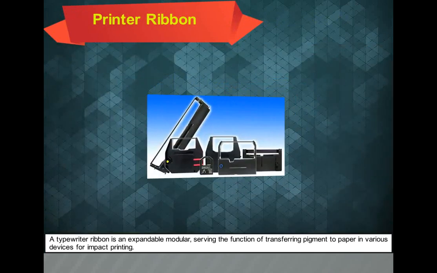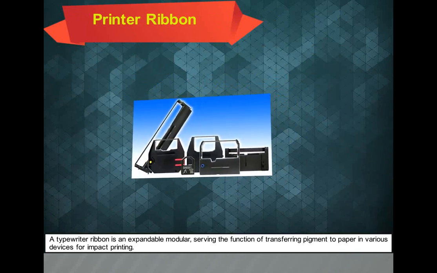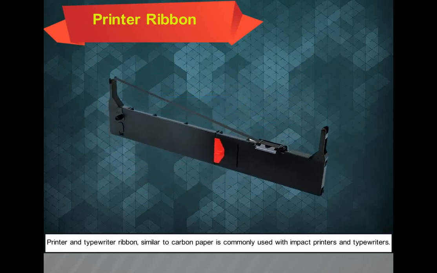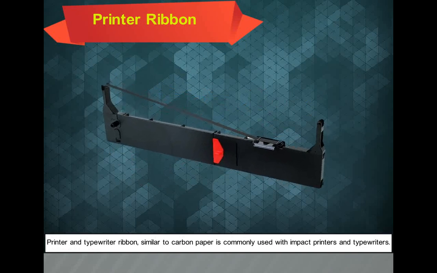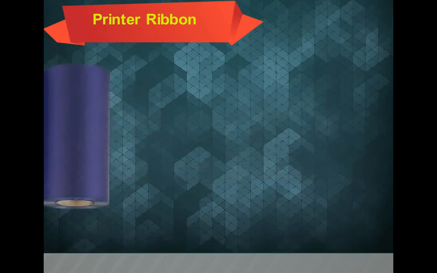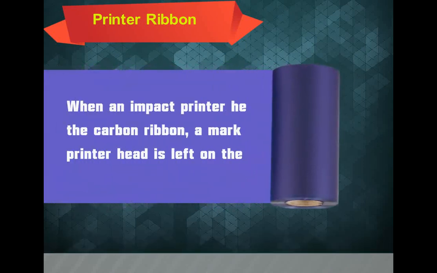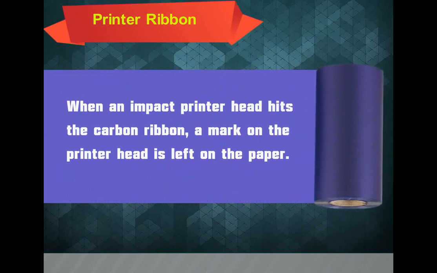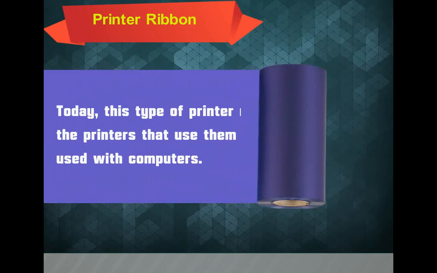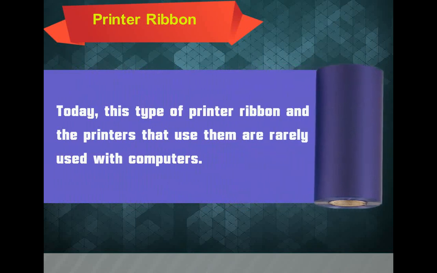Printer ribbon. A typewriter ribbon is an expendable module serving the function of transferring pigment to paper in various devices for impact printing. Printer and typewriter ribbon, similar to carbon paper, is commonly used with impact printers and typewriters. When an impact printer head hits the carbon ribbon, a mark from the printer head is left on the paper. Today, this type of printer ribbon and the printers that use them are rarely used with computers.